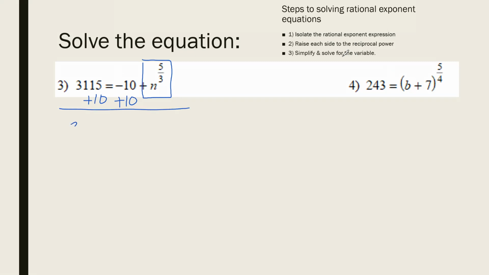You end up with 3,125 on the left and n to the 5/3 on the right. Our rational exponent expression is isolated. Step 2 is to raise each side to the reciprocal power. So instead of 5/3, we're going to raise each side to the 3/5.